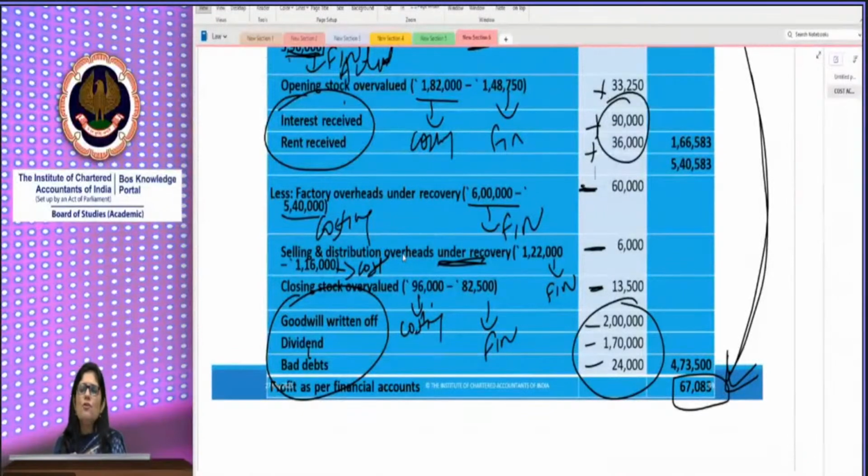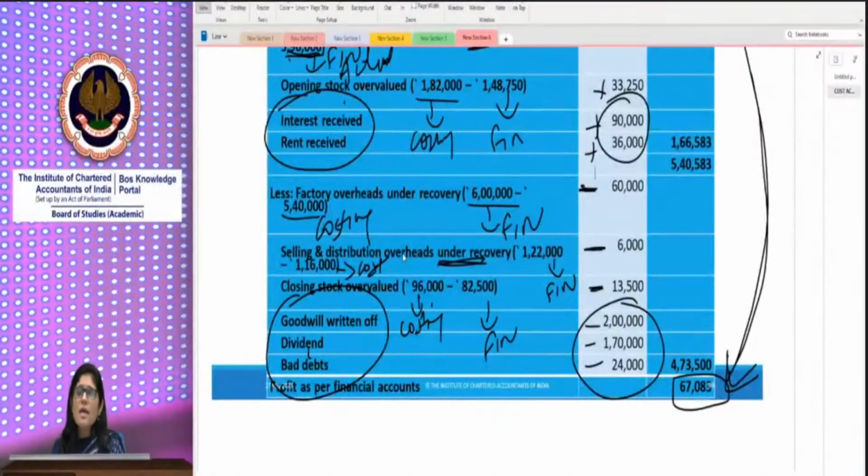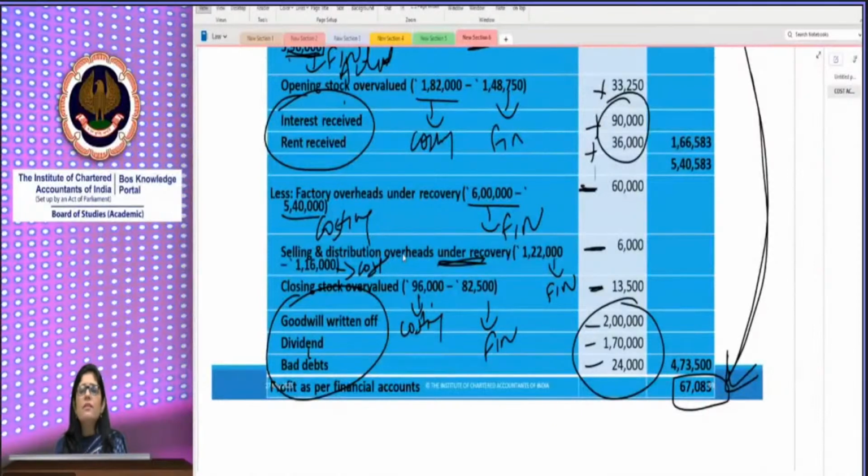Number one, you should be ready with your financial profit through profit or loss account. You should be ready with your costing profit through cost sheet. Third, take the base. If you are taking the base as costing profit, you will reconcile the financial profit. If you are taking the base as financial profit, you have to reconcile the costing profit.